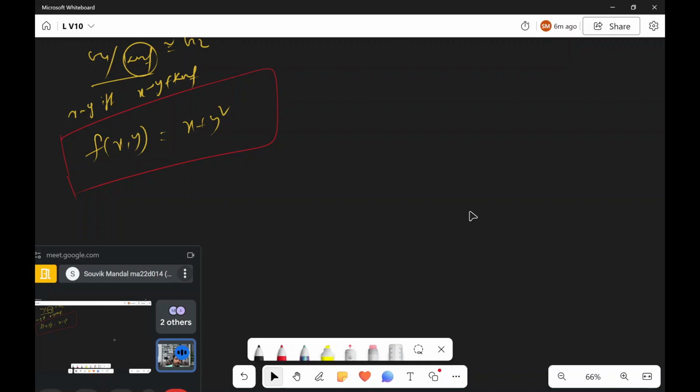Now the last part remains. Prove it is a quotient map. Show that it is a quotient map. Please think about it and let me know. Proving that this is a quotient map is not straightforward. Take your time and let me know. Please think about it. I shall be back in a few minutes.